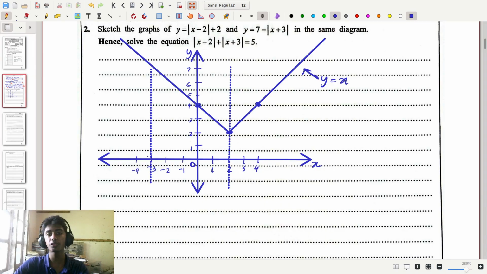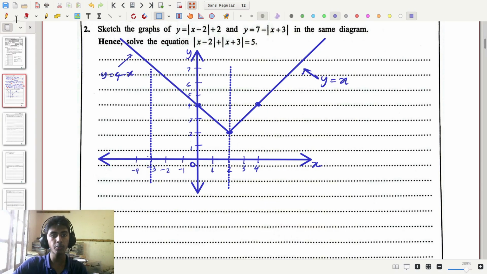Similarly, if you do the same thing for the stuff on the left side, x minus 2 is negative since x is less than 2, meaning if you take the modulus of x minus 2, it's going to be 2 minus x, since the modulus always gives you the positive value. So then we have y equals 2 minus x plus 2, and y equals 2 minus x plus 2 means that this graph here is going to be y equals 4 minus x.